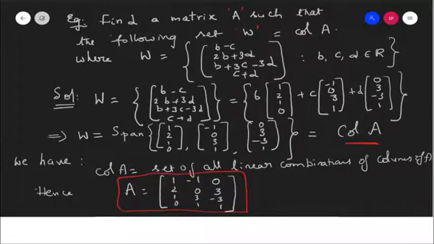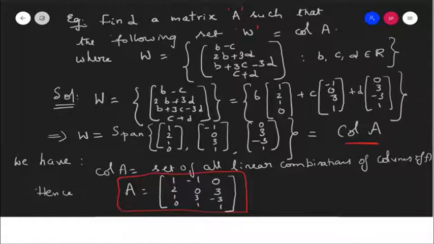Here it is asked, find a matrix A such that the following set W is equal to column A, where W is given as the set containing (b minus c, 2b plus 3d, b plus 3c minus 3d, c plus d) such that b, c, d belong to R. Now let us look at the solution. What is W given as? It is decided by three parameters, you can observe.